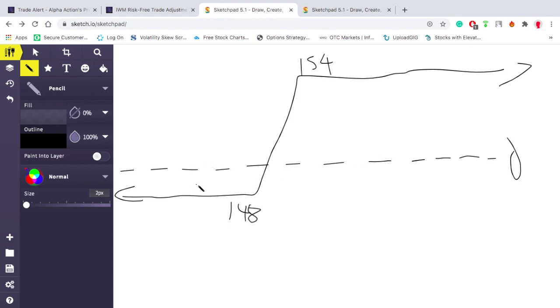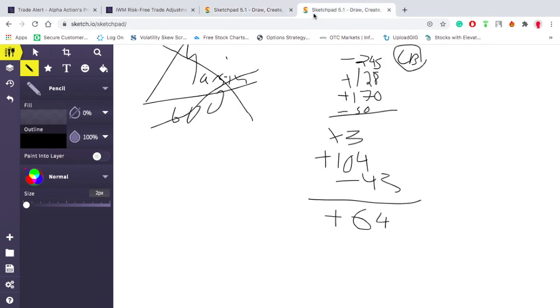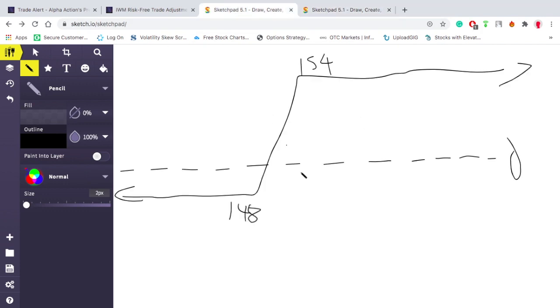Our loss would then be right there, would be limited to our cost basis of 64, because remember, our margin is gone because the short options are all gone. So it's just our cost basis that we can lose, just $64.